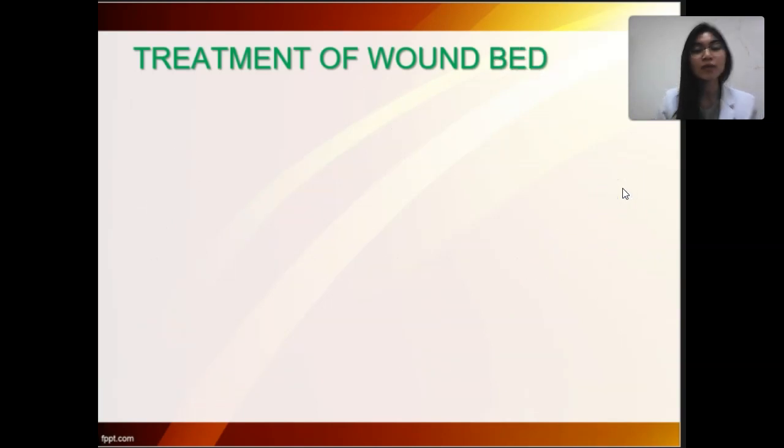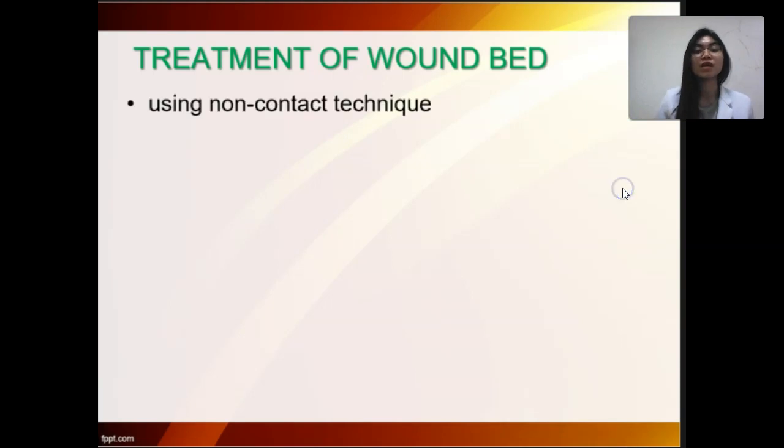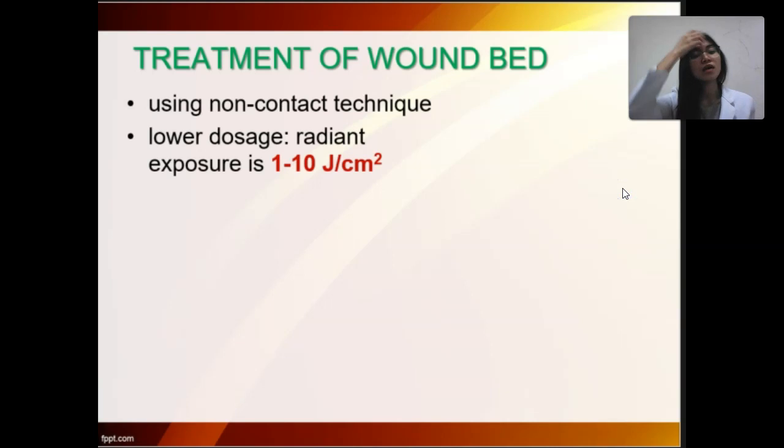Okay? Now, paano naman pag kayo mismong wound bed na? Okay, kanina dun tayo sa gilid. Now, let's go to the center, the wound itself. Okay? Dito, we use the non-contact technique. Okay? And we have a lower dosage, no? Because this is a radiant exposure with 1 to 10 joules per square centimeters.